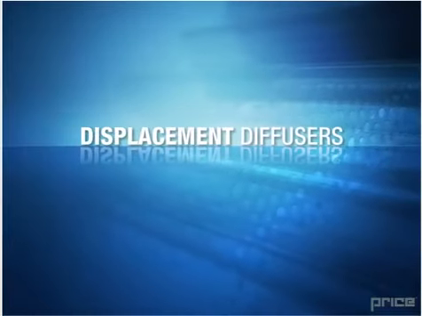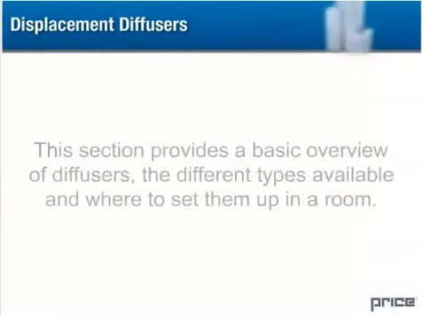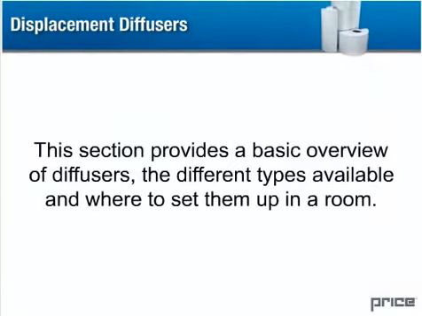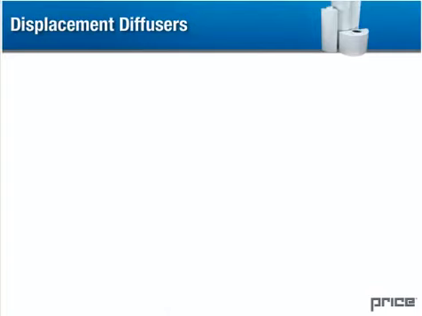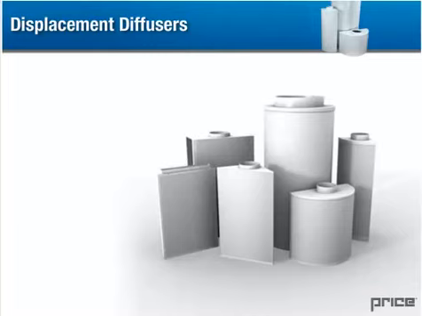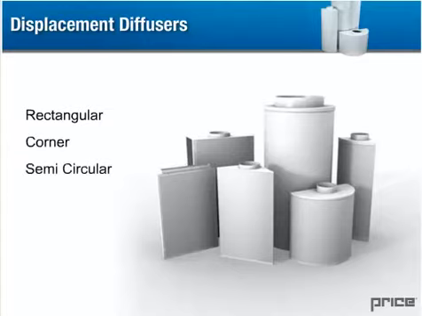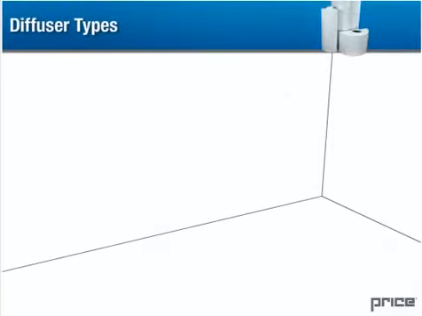Displacement diffusers. This section provides a basic overview of diffusers, the different types available, and where to set them up in a room. A wide variety of displacement air diffuser types are available to suit any location needs: rectangular, corner, semicircular, circular, floor-mounted, and custom-built. We'll look at some common types.